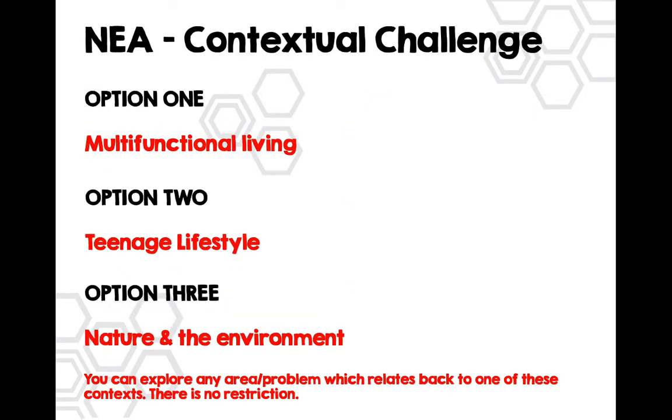So with regards to the contextual challenges, you've got option 1, multifunctional living, option 2, teenage lifestyle, and option 3, nature and the environment. It's completely up to you which one of these that you choose. And when we go into the first lesson, which will be the mind mapping, it'll make a little bit more sense as to which one you're going to focus in, and obviously where the problem that you're going to try and solve is going to be from.